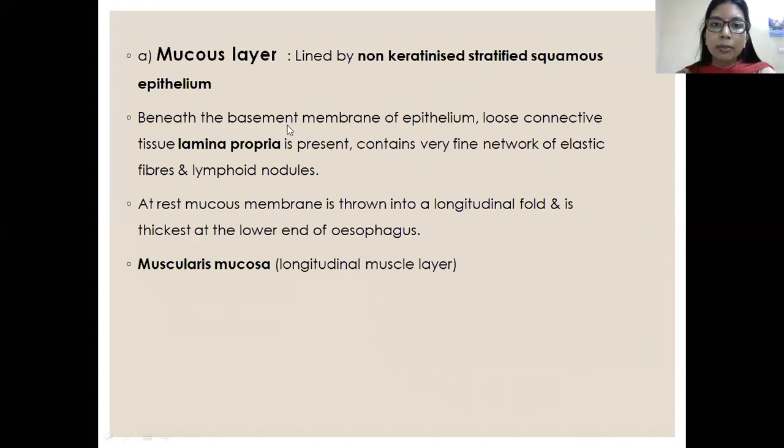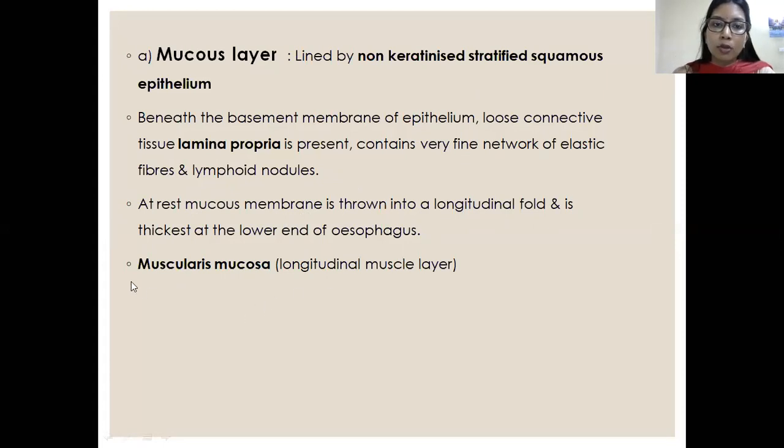So beneath the basement membrane of this epithelium, you see the loose connective tissue which is called lamina propria. This consists of a very fine network of elastic fibers and lymph nodules. So at rest, you see that the esophageal mucous membrane is thrown into longitudinal folds just to increase the surface area, or during dilatation, it needs some space to stretch. So when it is non-dilated, you see that the mucous membrane is thrown into longitudinal folds. And this mucous membrane is the thickest at the lower end of the esophagus.